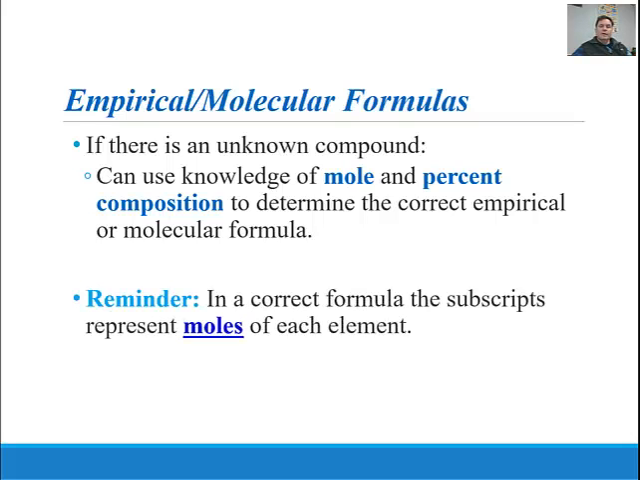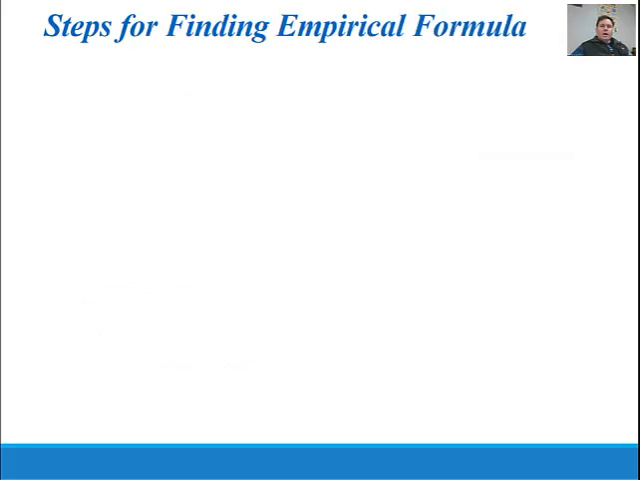Remember, we talked about this when we started moles, that in a chemical formula, the subscripts represent the number of moles of each element found in that particular compound. So if we have H2O, in 1 mole of water we have 2 moles of hydrogen and 1 mole of oxygen. That's going to be important as we talk about empirical formulas. All right, so let's talk about how we can find these empirical formulas.